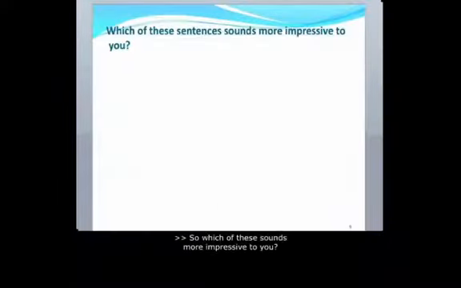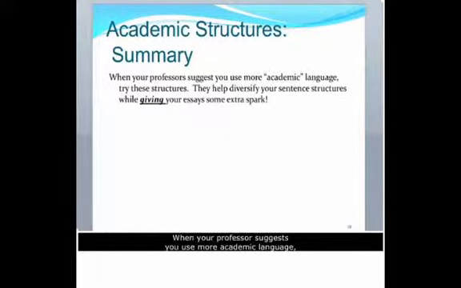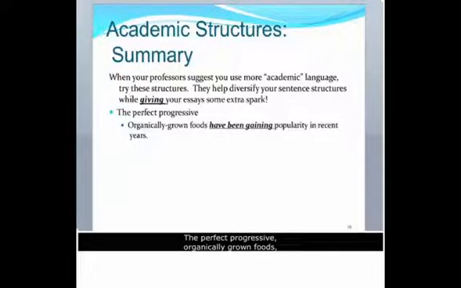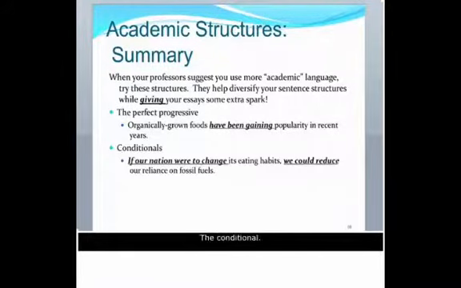If nothing else, gerunds give you another structure to use in your writing for a little more variety in your sentences. So here is an academic structures summary. When your professor suggests you use more academic language, try these structures. They help diversify your sentence structures while giving your essays some extra spark. The perfect progressive: organically grown foods have been gaining popularity in recent years. The conditional: if our nation were to change its eating habits, we could reduce our reliance on fossil fuels.